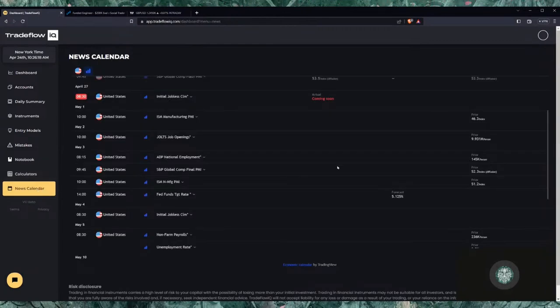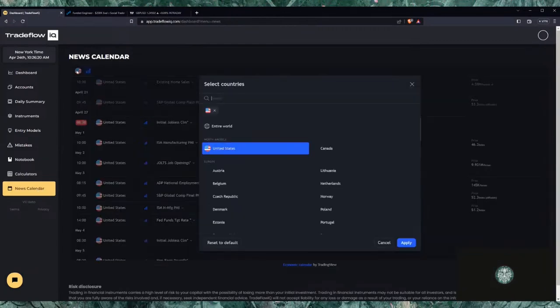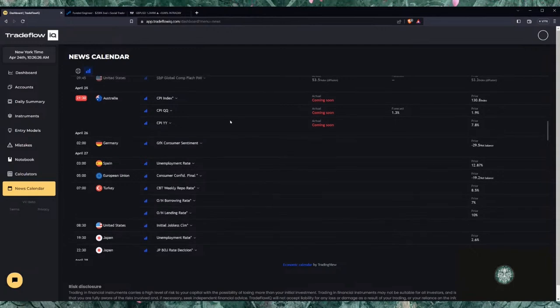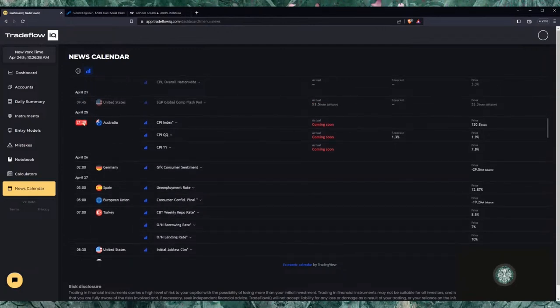And then we have our news calendar in here. Right now it's set on the US. You can set it to the entire world, or whichever pairs you want to look at. So it automatically skips ahead to the next release. I believe you should be able to change the time in here based on where you're located, okay?